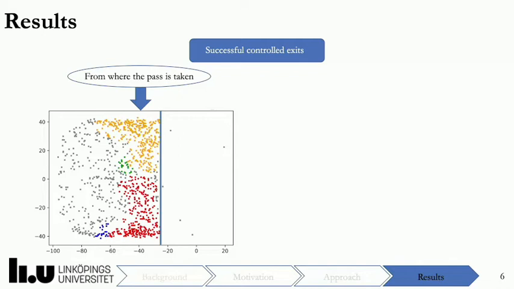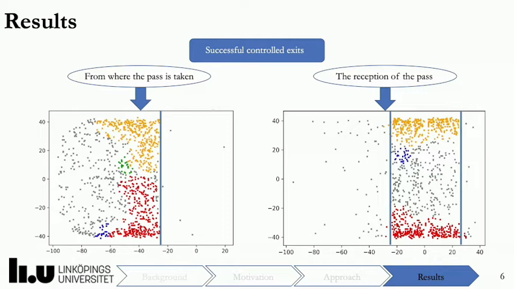We can see that most passes leading to a successful exit are taken quite high up in the defensive zone, both towards the sides but also in the center. Some successful passes are taken from the back of the defensive zone, but only from the sides. Moving to the right image, which represents the reception of the pass, we can see that almost all receptions are down towards the sides in the neutral zone and spread out from the start of the neutral zone to the end of the neutral zone.